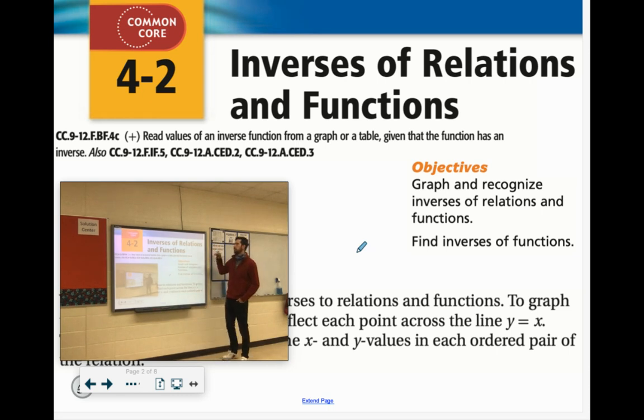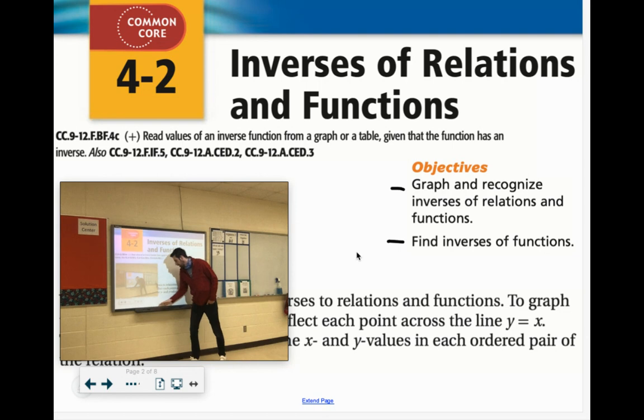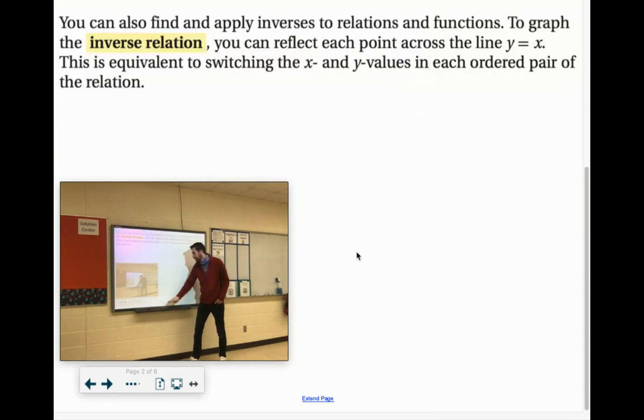Alright, we're starting inverses of relations and functions. I'd love you to be able to graph and recognize inverses of relations and functions. I'd love for you to be able to find the inverses of those functions. And you're like, inverses? Yeah.